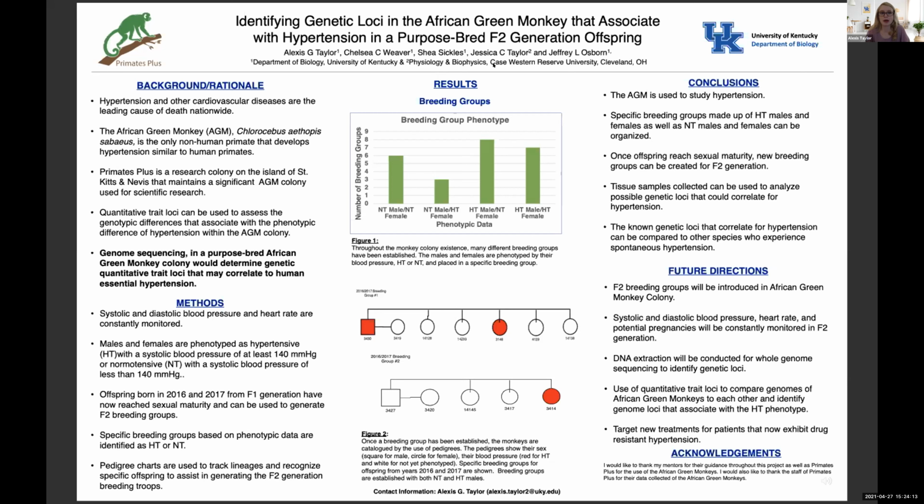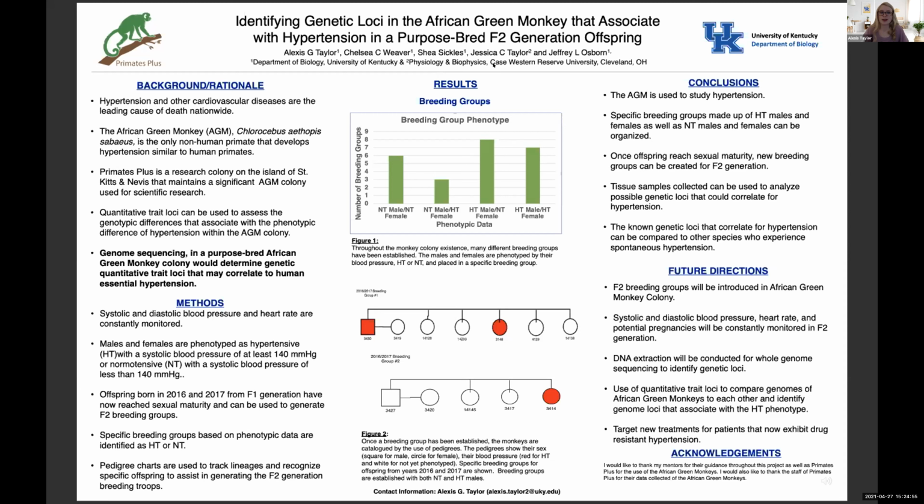So why hypertension? Hypertension and other cardiovascular diseases are the leading cause of death nationwide. So we know this would be even more of a cause for death than even cancer. And the animal model that we use is the African green monkey, which is very unique, and that is the only non-human primate that develops hypertension similar to us as human primates. This can either be through their diet, so if they have a diet high in salt, fat, or high cholesterol, or through genetics. So we know that if their parents experience hypertension, they're also more likely to experience hypertension. And we see the same things in us as humans.